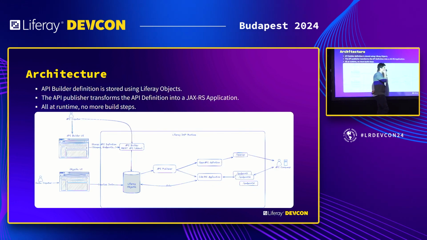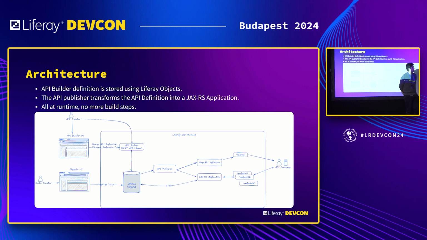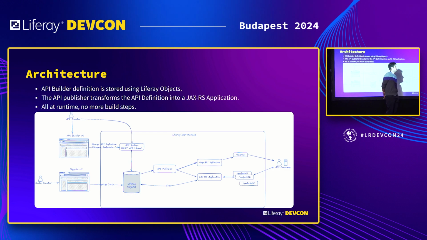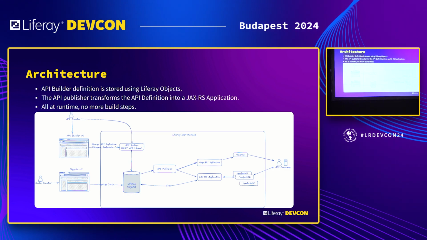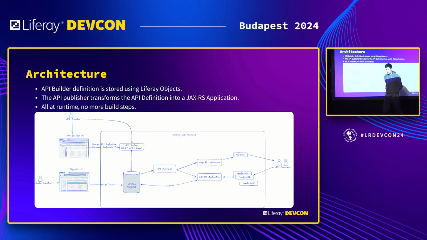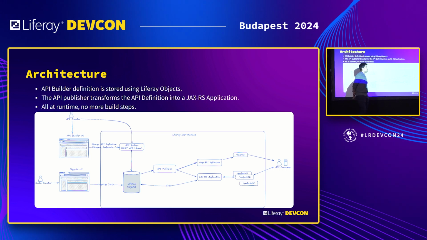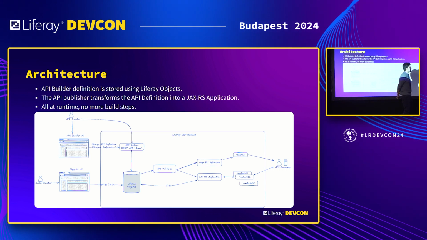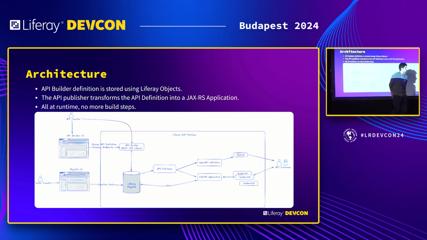So what about the architecture? Well, we have developed API Builder on top of objects. So we used objects for persisting our data. All the elements that we need for an application, like endpoints, schemas, etc., all the configuration, we use objects for storing that information. So this is a very simple architecture schema.